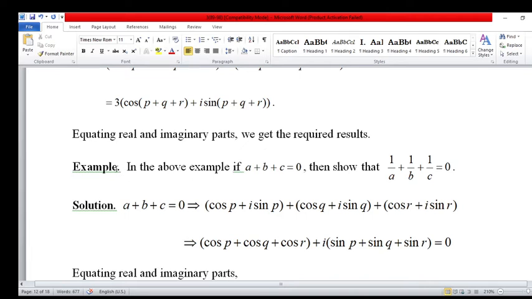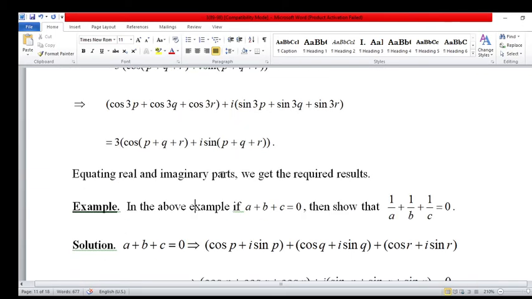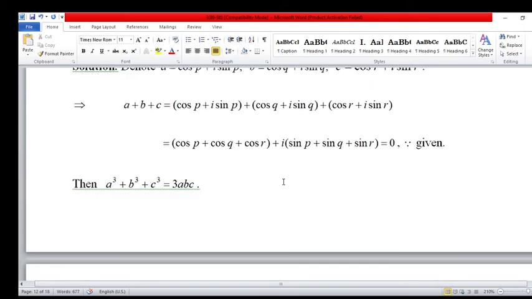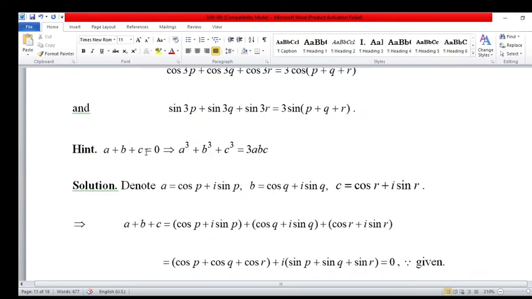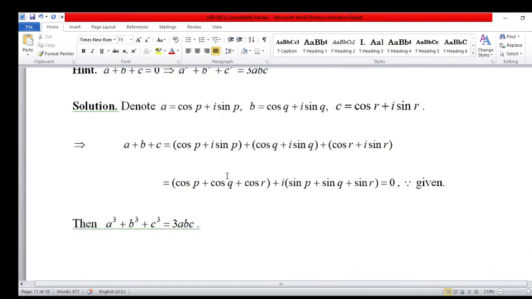Again, this is an important theorem, so underline this. In this example, a plus b plus c is equal to 0, and the result is given. Then 1 upon a plus 1 upon b plus 1 upon c is equal to 0. So let a is equal to, b is equal to, and c is equal to. Substitute the value of a. a is equal to cos p plus i sin p. This is already given in the first example.